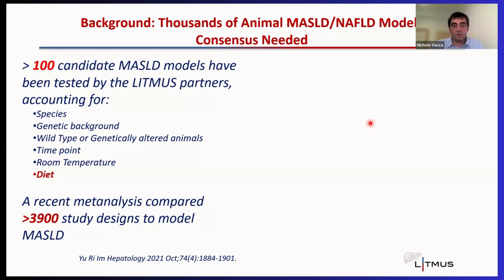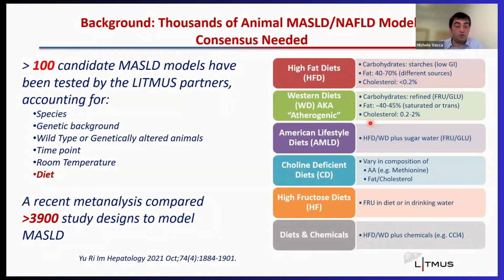Another big issue is represented by the nomenclature. There is not a consensus yet. So for the purpose of this presentation, we will distinguish the models as follows. We call high-fat diet models those which are enriched in fat between 40 and 70%. They can come from different sources. They have really low cholesterol, below 0.2%. And in terms of carbohydrates, they are mainly represented by starches. This means that they have relatively low GI.